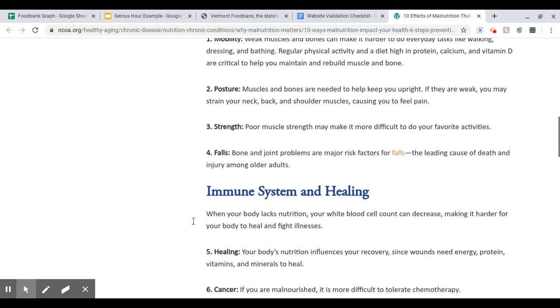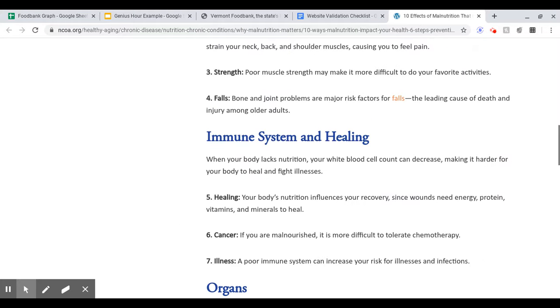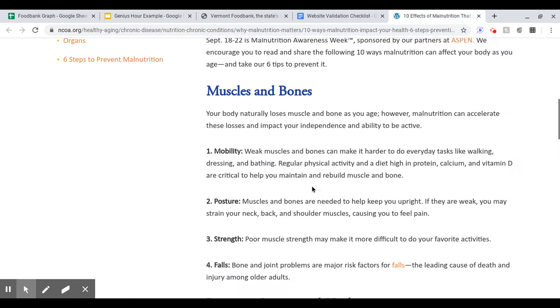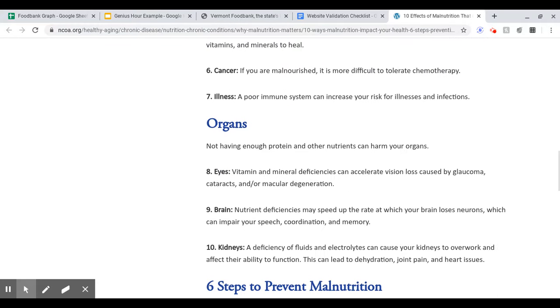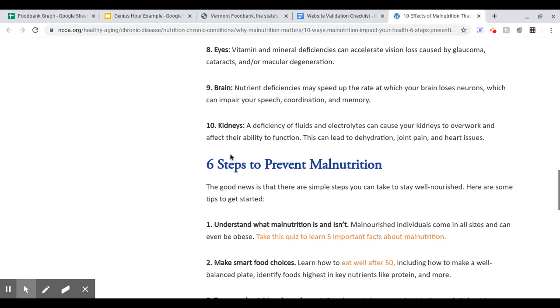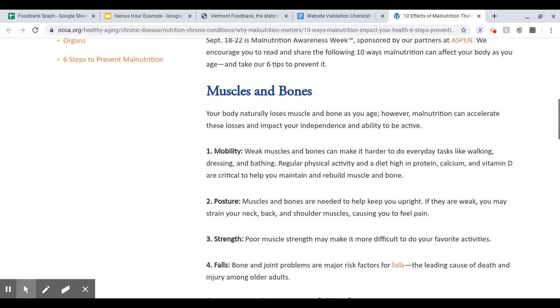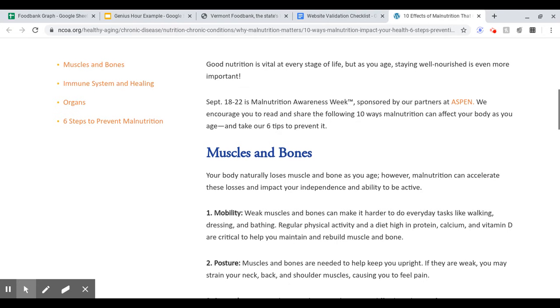And you can see there's a lot of things that happen to the human body when it does not get the nutrition it needs. And so I need to think about my layout now in my slideshow, and I may need to add more than one slide. It might be 3 slides. I might make a slide specifically for muscles and bones, and then another slide for immune system and healing, and then another slide to talk about the organs. Some of these steps to prevent malnutrition might be something I include later in my call to action, or when I'm talking about the specific types of foods that my local food bank might need.